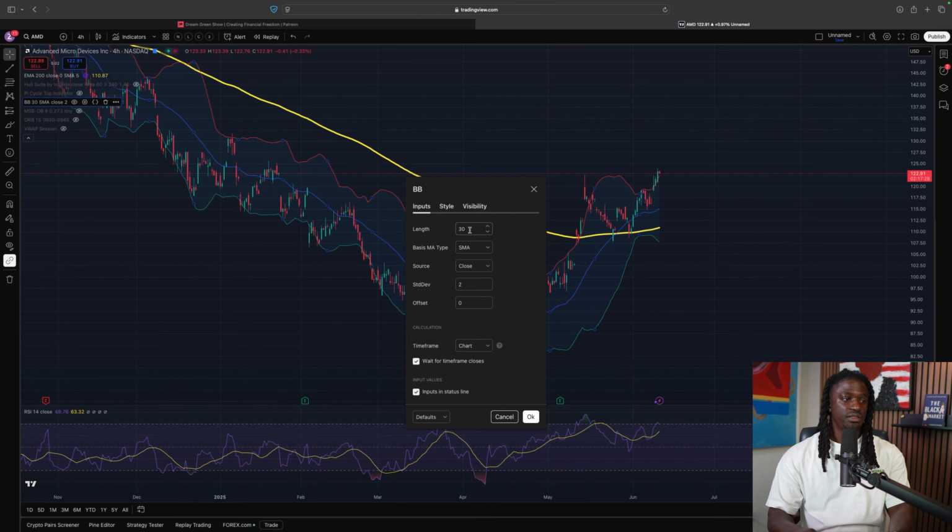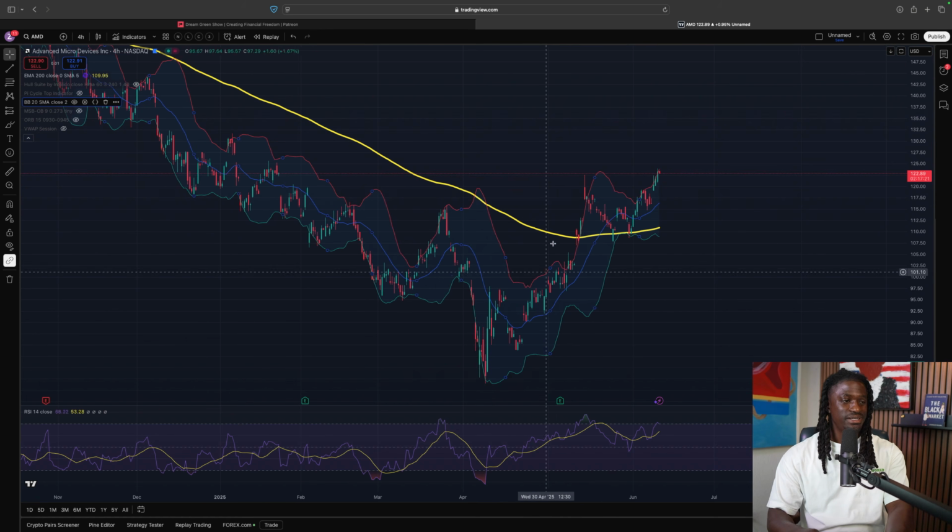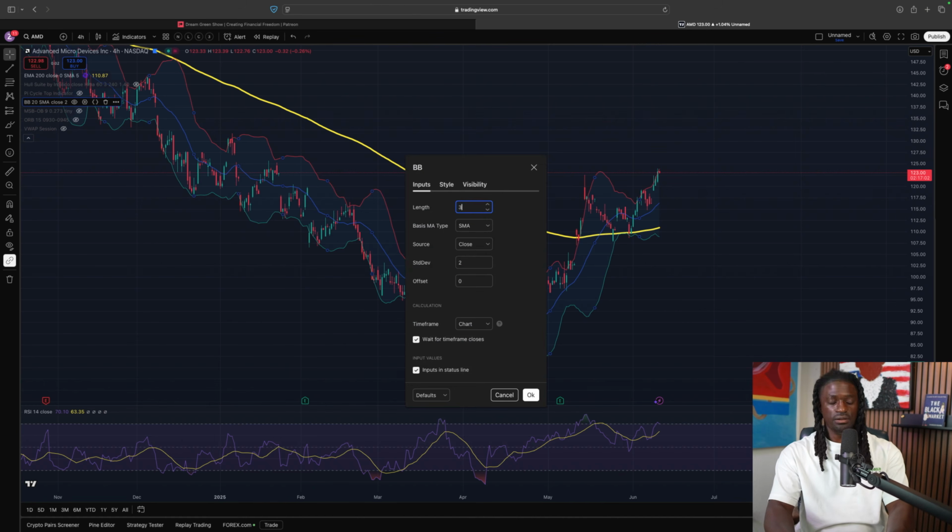My inputs would be 30. Yours is going to start off on 20. Let me show you what it looks like if you change it to 20. It'll look something like that. Very tight, very tight. A lot of wavy lines, but we're going to change it back to 30.